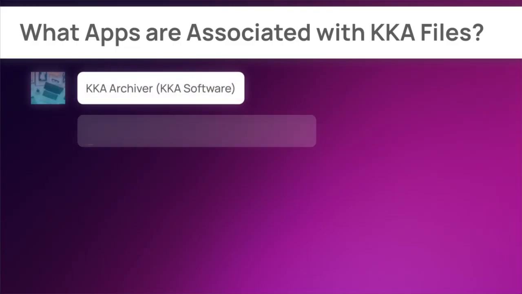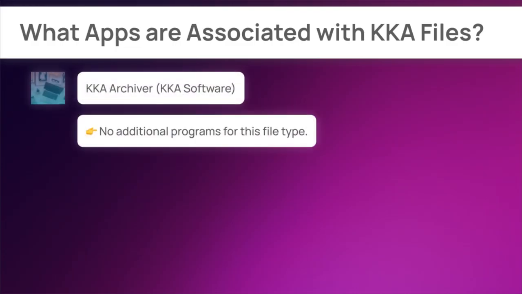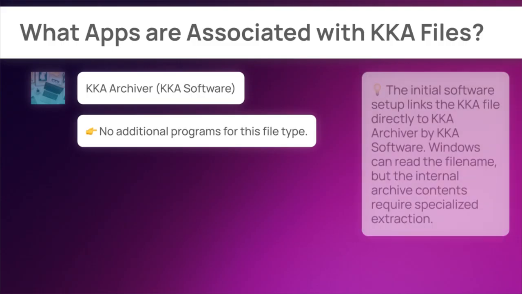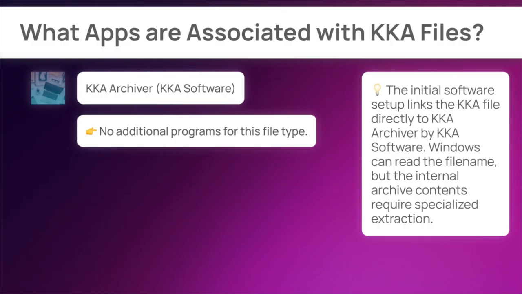To ensure best performance with KKA, always start with KKA Archiver from KKA software. Windows can read the file name, but the internal archive contents require specialized extraction. Windows identifies the archive but doesn't always handle it, so specialized tools must unpack it.